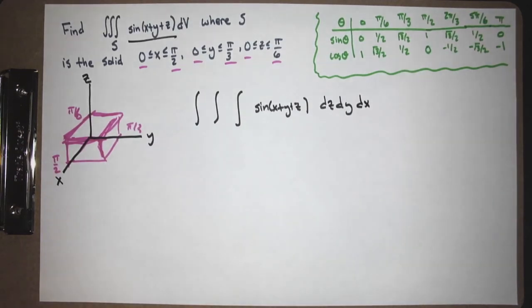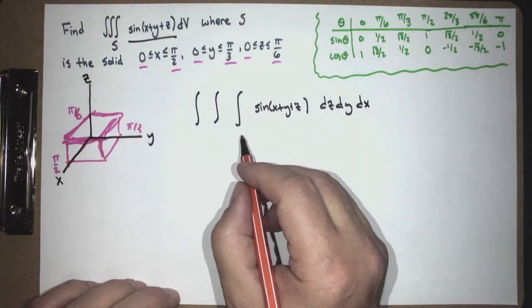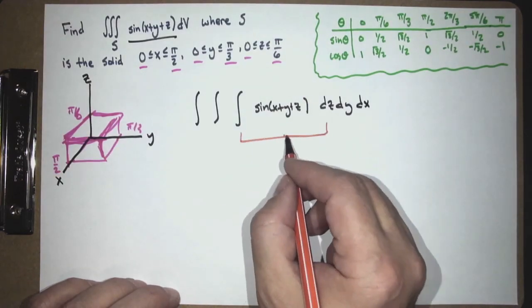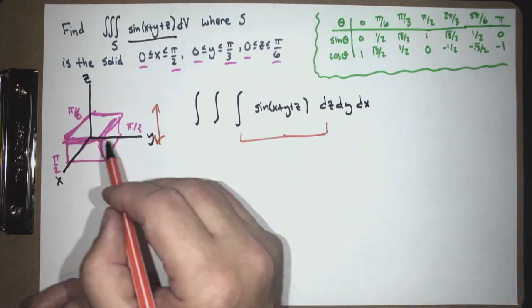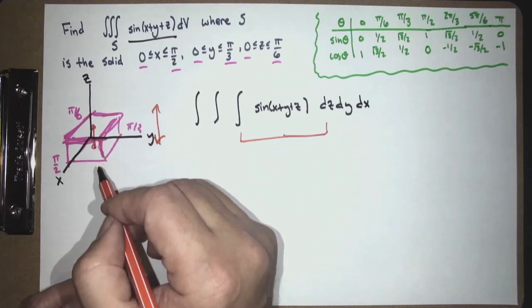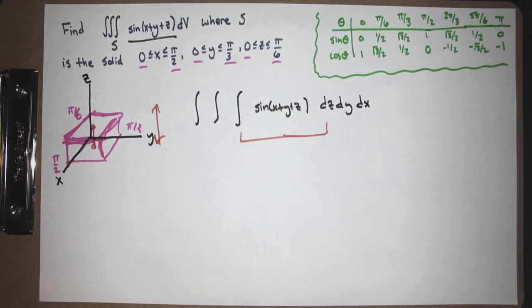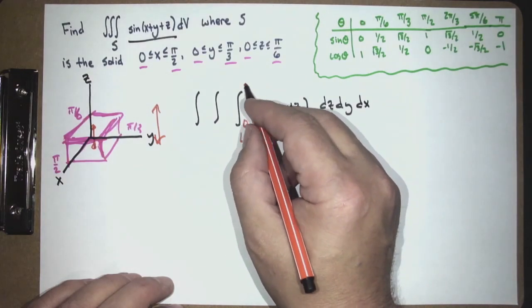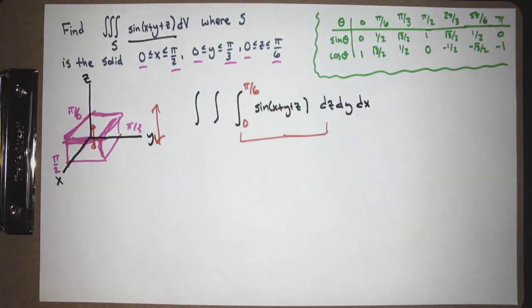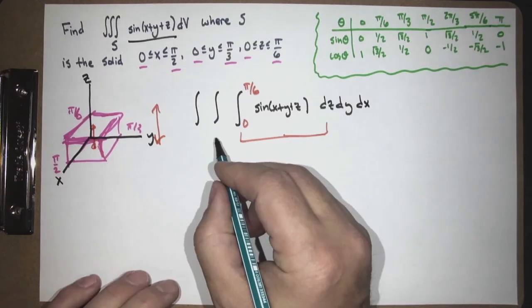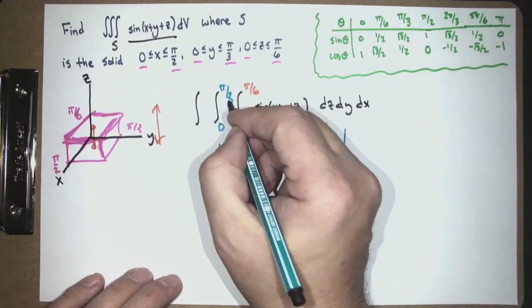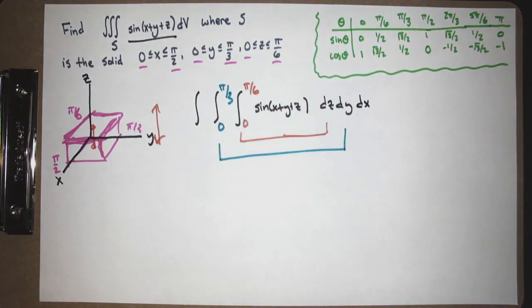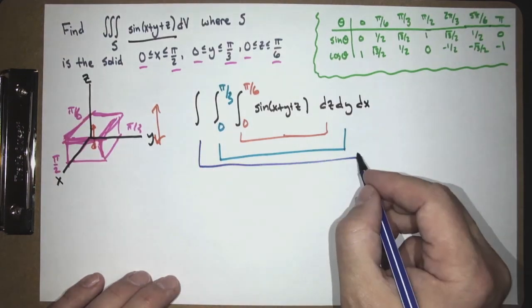How do we set our bounds up? Well, for rectangles, for boxes, it's not too much of a surprise. Let's talk about z. In the z direction, that's up and down, where do we go between? 0 to pi over 6. In the y direction, where are we going between? 0 to pi over 3. And in the x direction, where do we go between? 0 to pi over 2. Okay, so no big surprises.